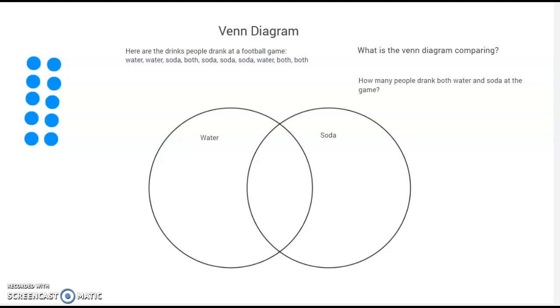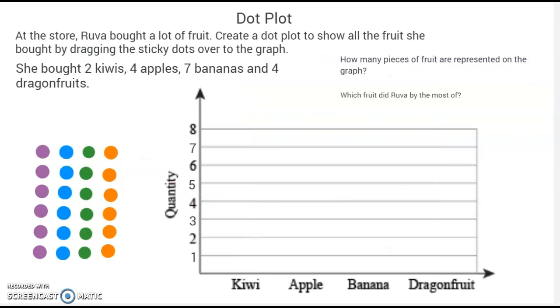The last slide for today is a dot plot. For a dot plot, you're going to put the dots above the fruit, okay, and the quantity or how many of each fruit are off to the side here on the y-axis. We have kiwi, apple, banana, and dragon fruit.